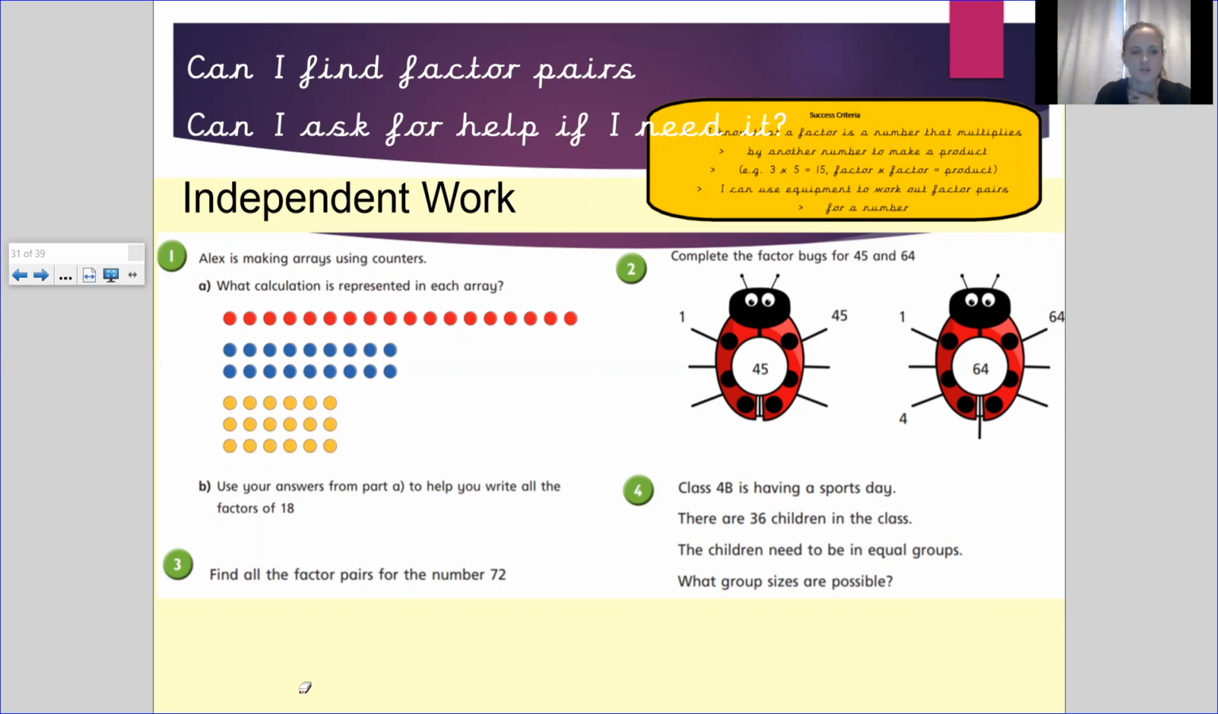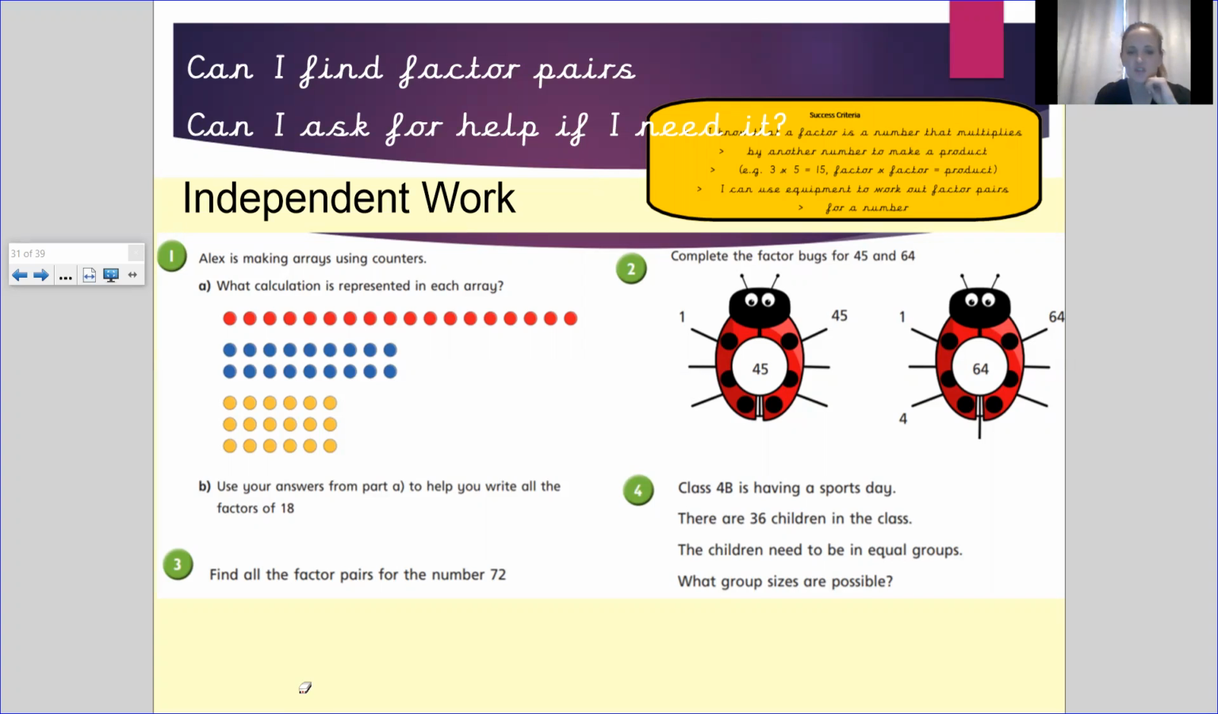Then question 3 says, find all the factor pairs for the number 72. And I'm also happy for you to use the make your own factor bug to help you with that if you need. So write down the factor pairs.